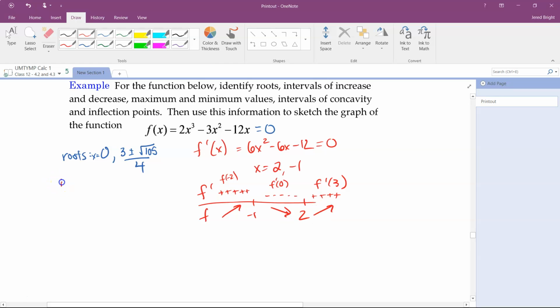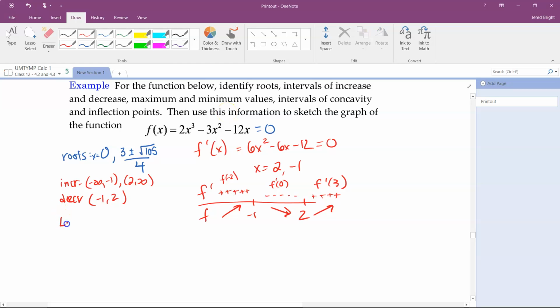So in terms of where it's increasing, I'm just going to say minus infinity to minus 1, and then 2 to infinity, and where it's decreasing, we have negative 1 to positive 2. And so I'm just going to make a list of everything that it requires. Okay, maximum and minimum values.